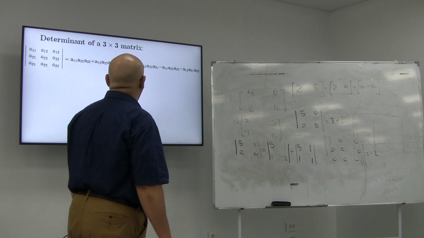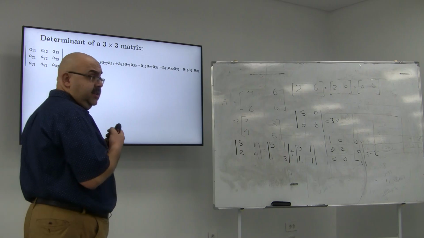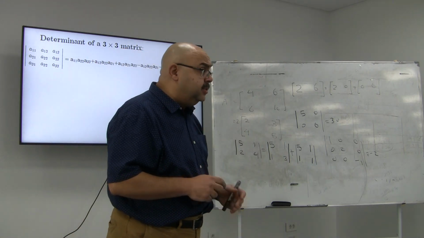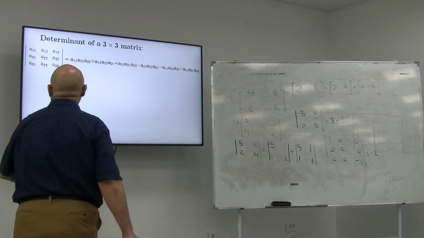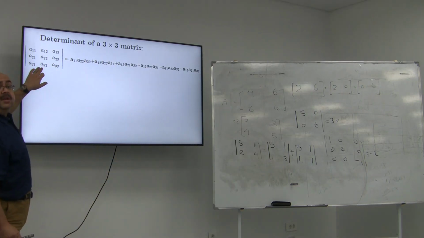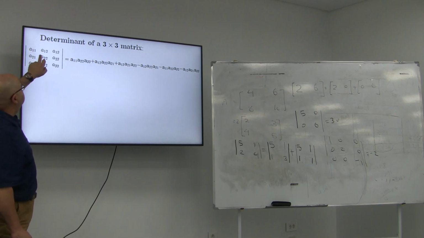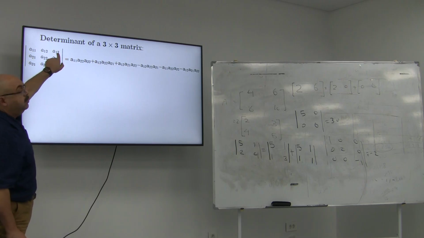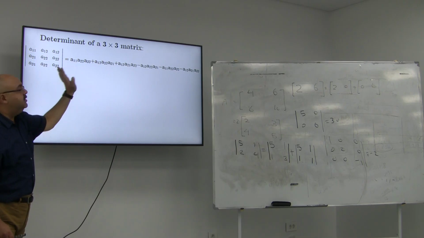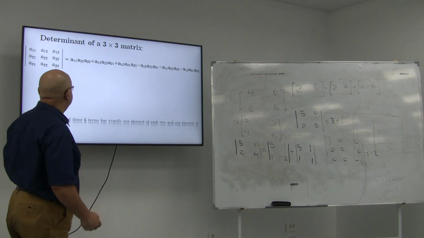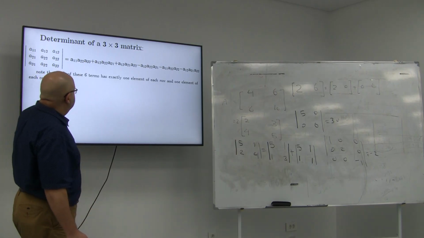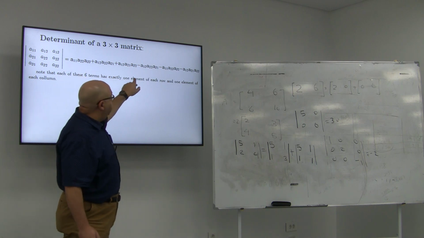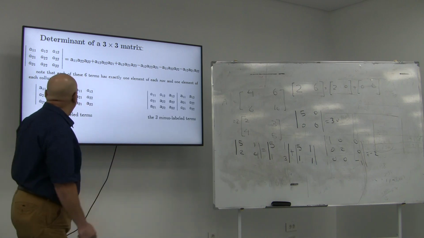Here, the determinant of a 3 by 3. This is the Sarrus rule that I explained to you before we start. If I want to evaluate the determinant value for this matrix, I will simply multiply the elements of the principal diagonal. Then I will go for A21 times A32 times A13, okay, and so on. It's exactly written in front of you, and this is called Sarrus rule. Note that these 6 terms each have exactly 1 element of each row and 1 element of each column.